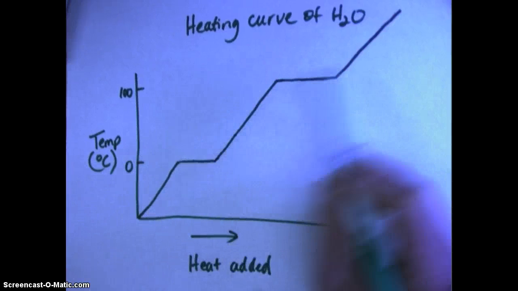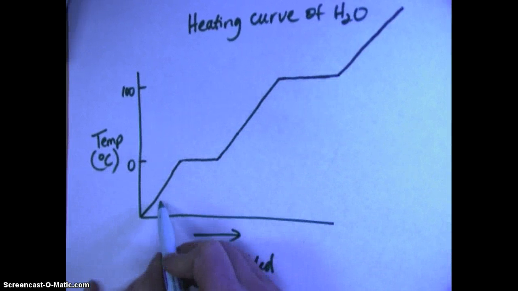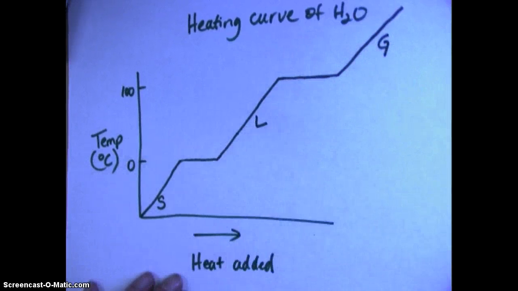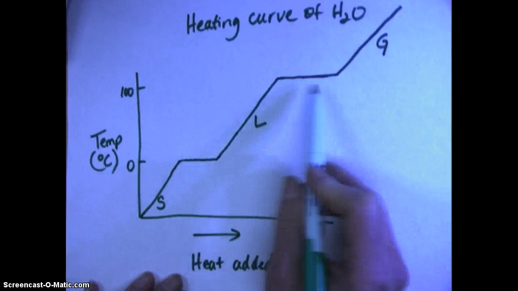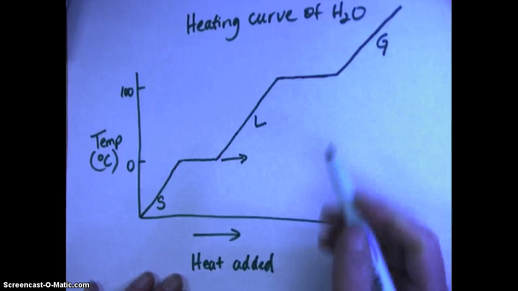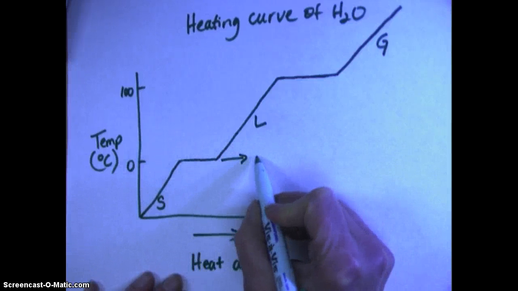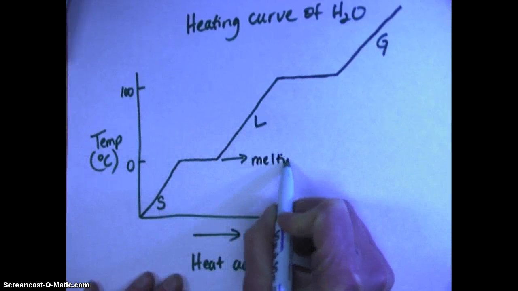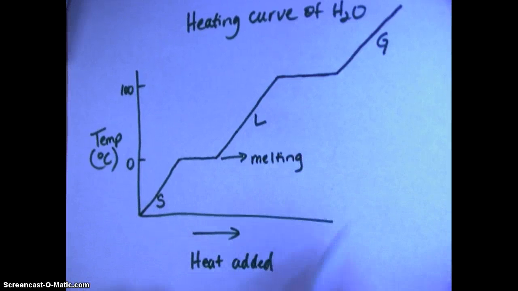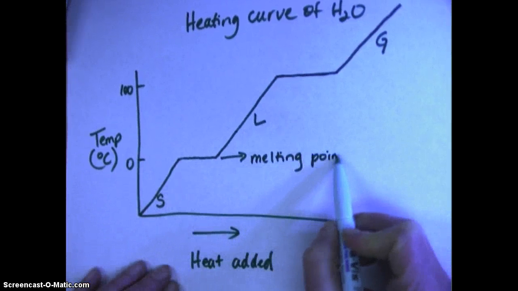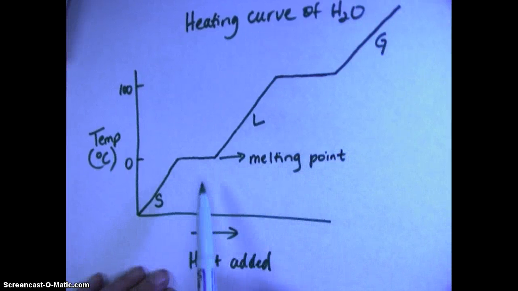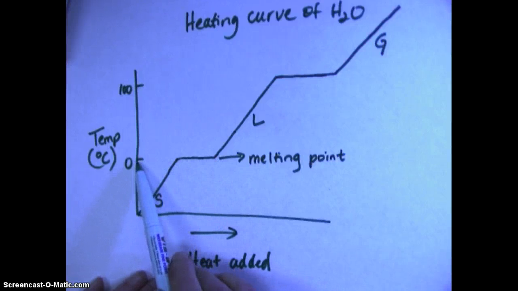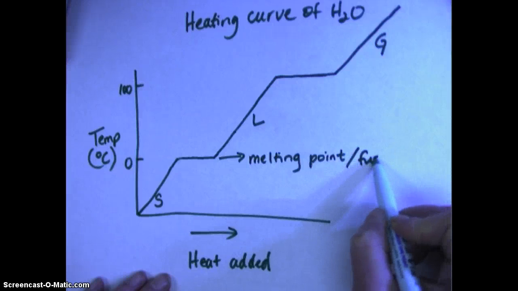So there's 3 slopes here, and those slopes can be identified as a solid, a liquid, and a gas. The plateaus indicate phase change, and the first plateau is a phase change between a solid and a liquid, and so that will be the melting point or melting phase transition, and that temperature, the melting point, is going to be 0 degrees. We've also seen the word fusion as well.